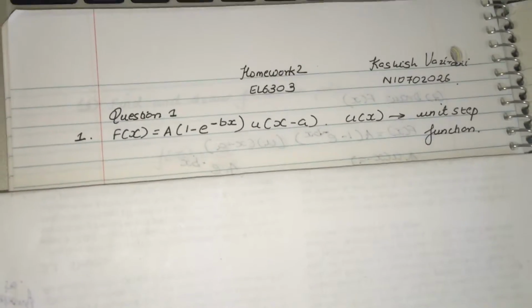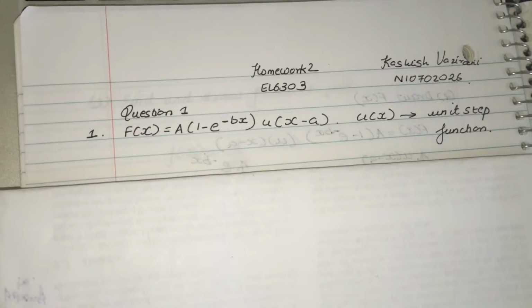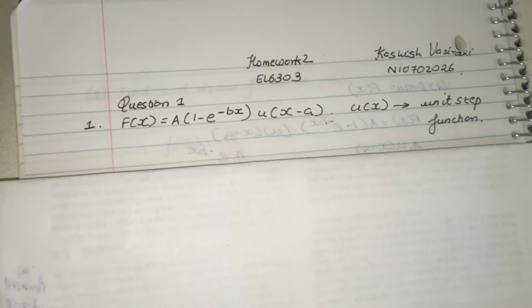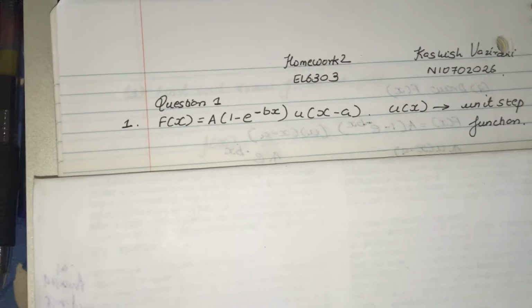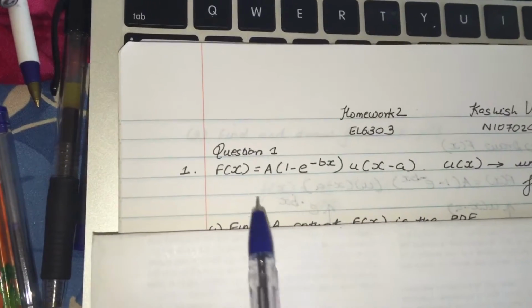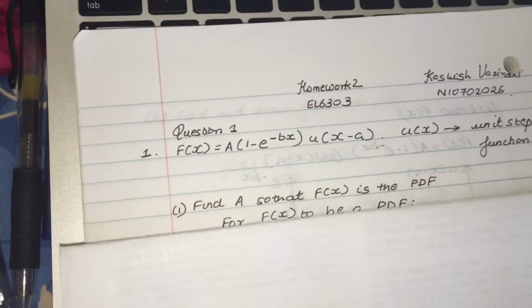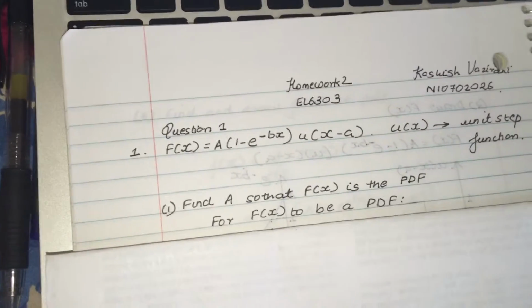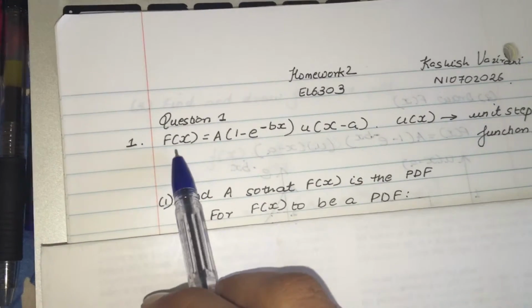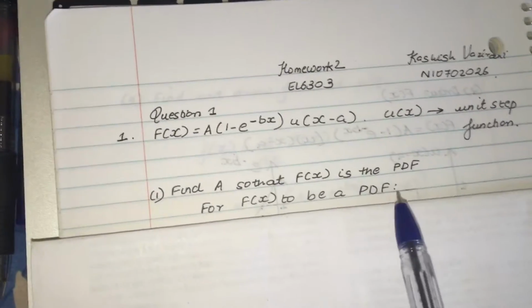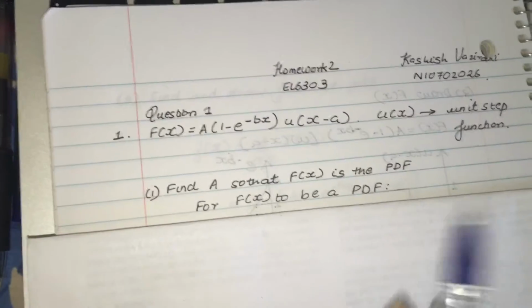So the question says, given f of x is equal to a(1 minus e raised to minus bx) u of x minus a, where u of x is a step function, a and b are positive constants, find a so that f of x is a probability distribution function. So f of x is given here, u of x is a unit step function, and we need to find a given that f of x is a PDF, a probability distribution function.